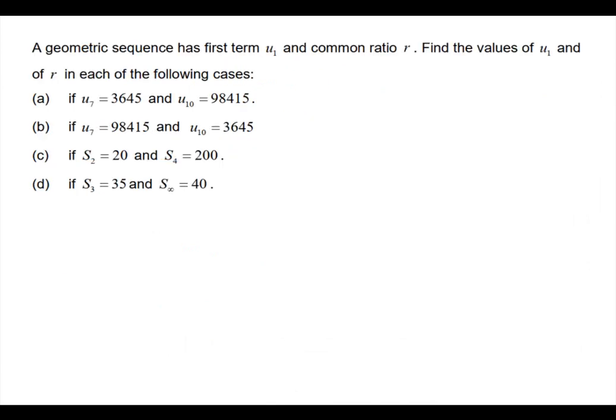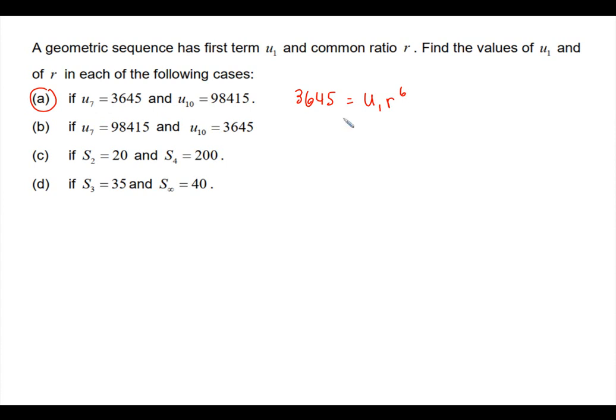All right, so let's take a look at the next problem. So we have this geometric sequence, right? It has first term u sub 1, common ratio r, find the values of u sub 1 and r. So I'll do example A here. So we know that the seventh term is 3,645. That means 3,645 is going to equal whatever the first term is times r, and then we have n minus 1. So our n would be 7 since it's the seventh term, so this would be 6. Okay?